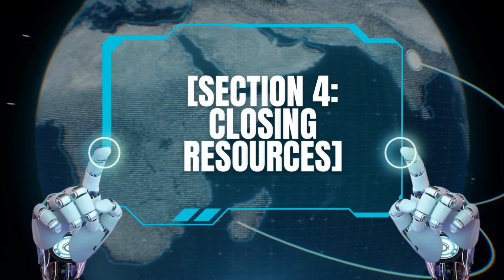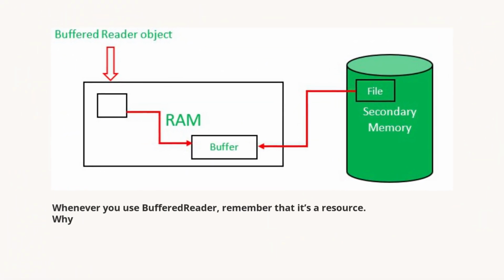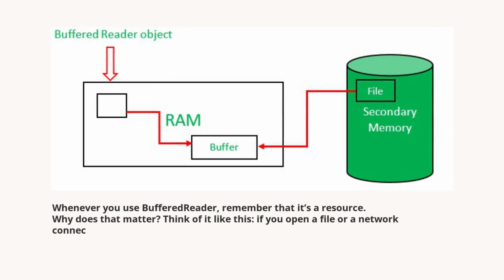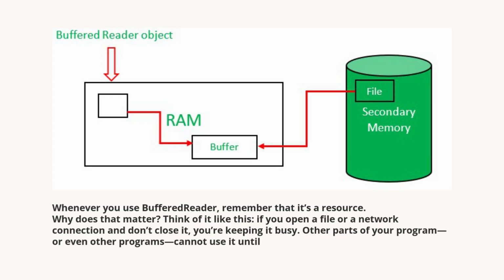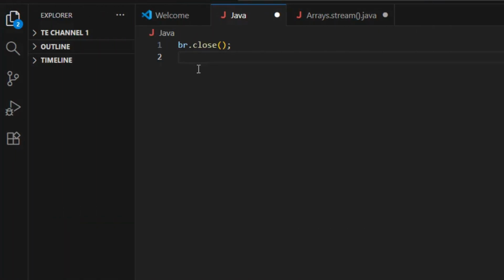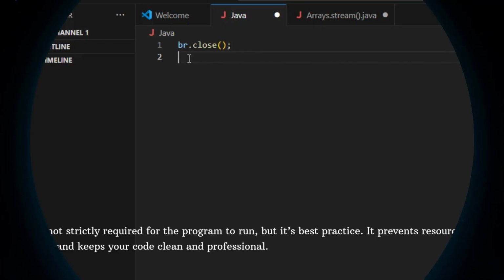Section 4, Closing resources. Whenever you use BufferedReader, remember that it's a resource. Why does that matter? Think of it like this: if you open a file or a network connection and don't close it, you're keeping it busy. Other parts of your program, or even other programs, cannot use it until it's released. So always do this when you're done. br.close(). It's not strictly required for the program to run, but it's best practice. It prevents resource leaks and keeps your code clean and professional.